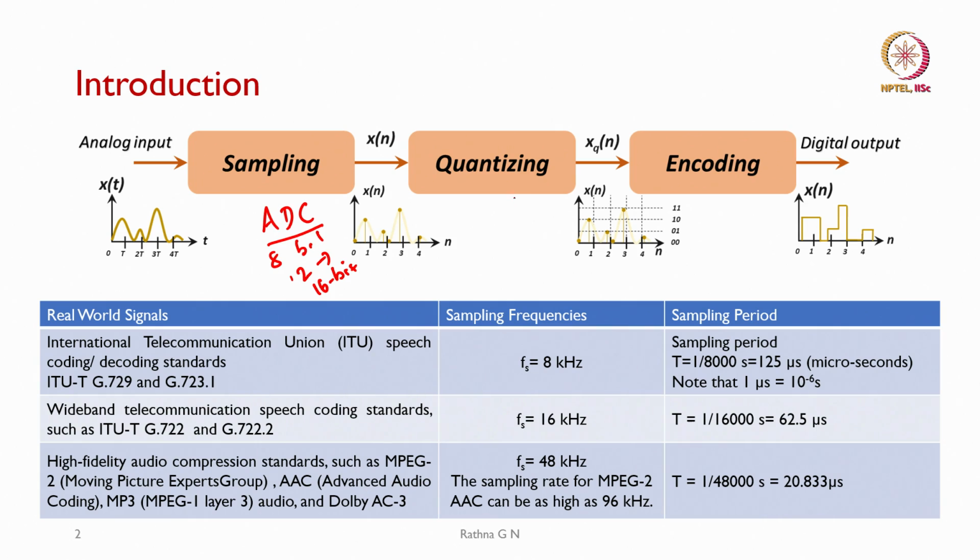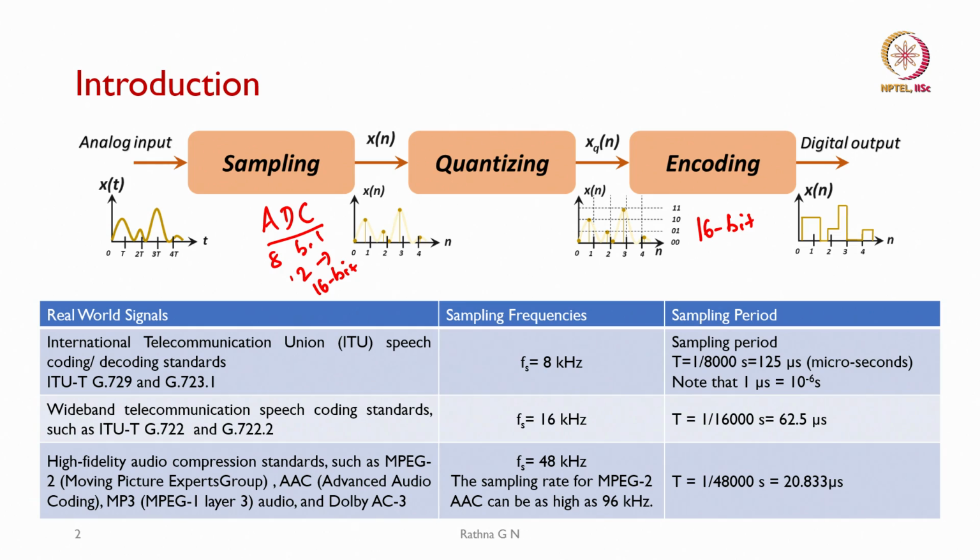Then we do the quantization, because we need to decide the number of bits to represent it. In our case we have taken 16 bit in all our processor applications. So we convert it into 16 bit, do the quantization with respect to that, and then encode this quantized signal into the number representation. That is how we get the digital output.